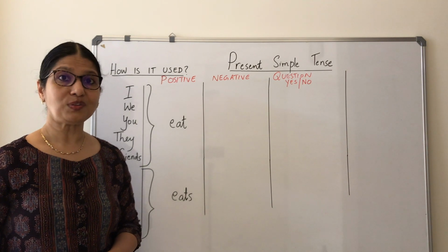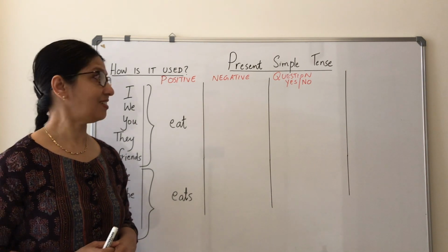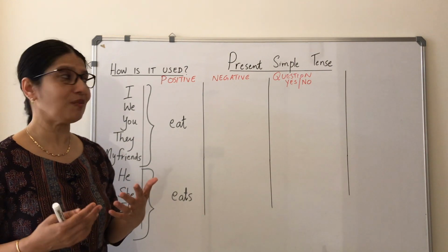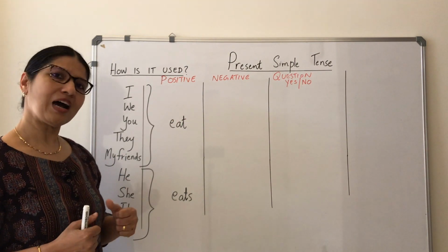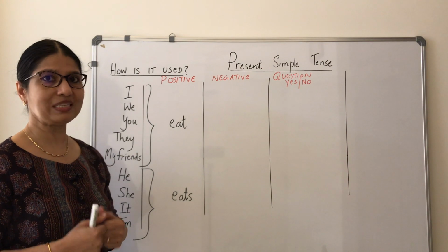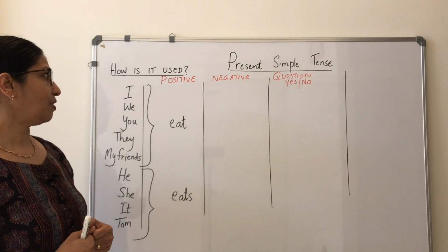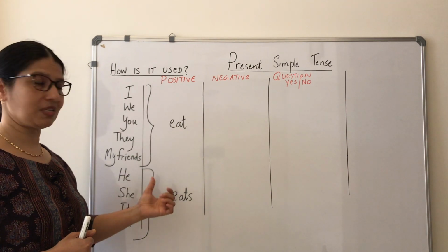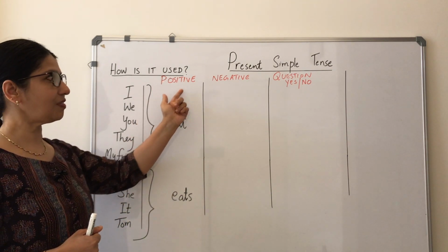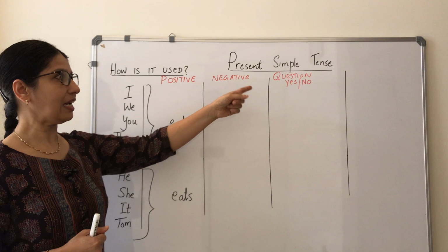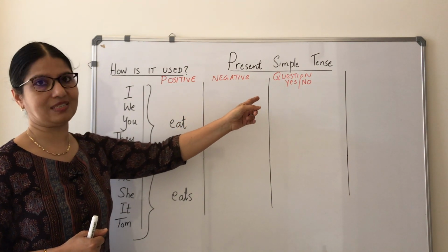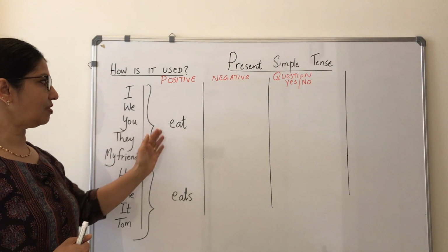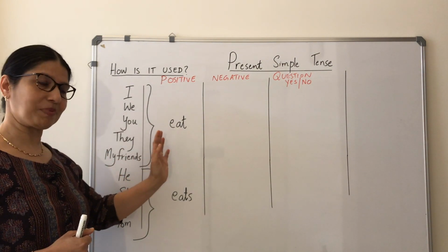Now let's move on to the next part of our lesson. How is it used? We already know when we use present simple tense. How is it used? What is its form? Let's talk about that now. For that, I've arranged the board in such a way that we have 3 columns here. One is for positive, the next is negative, and the third one is for yes or no questions. Now let's have the same verb eat as an example.